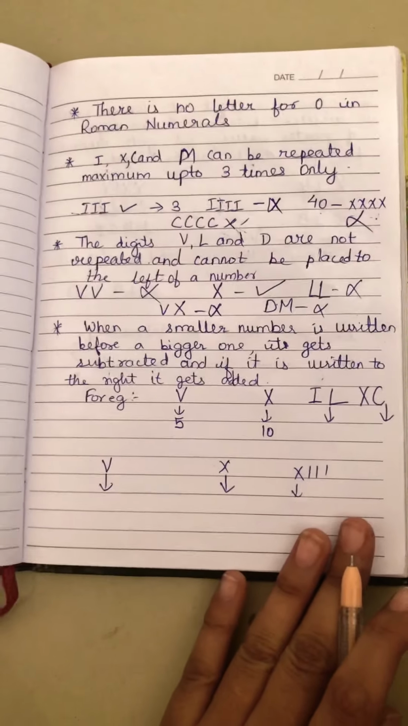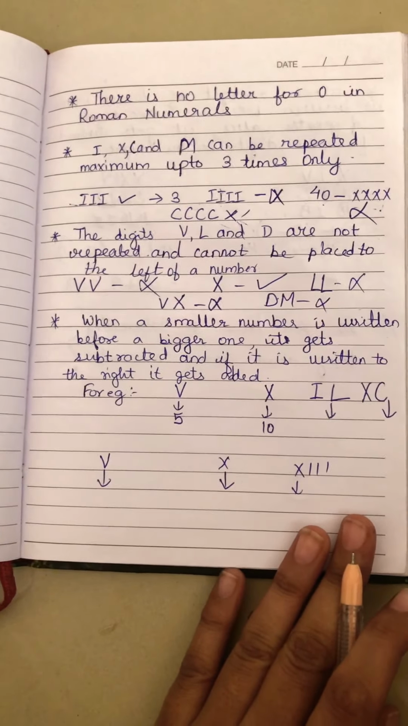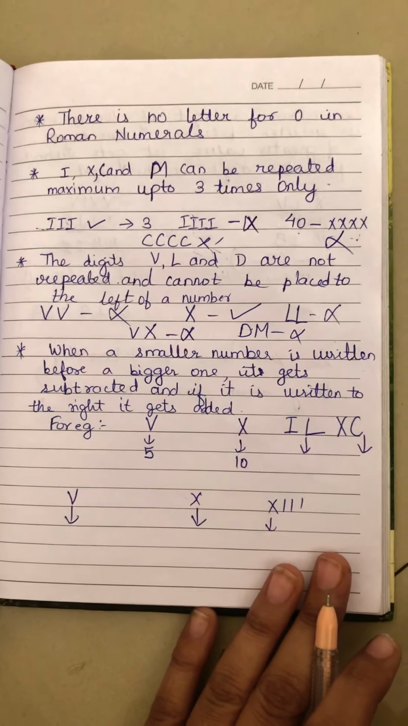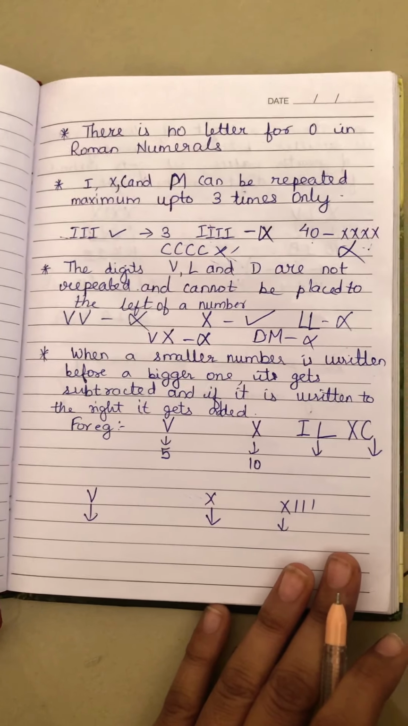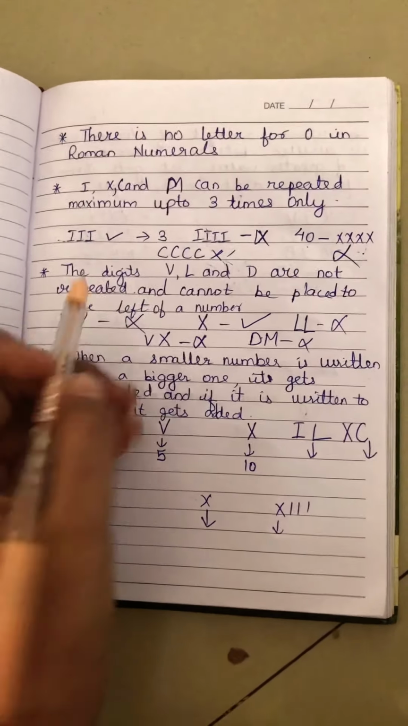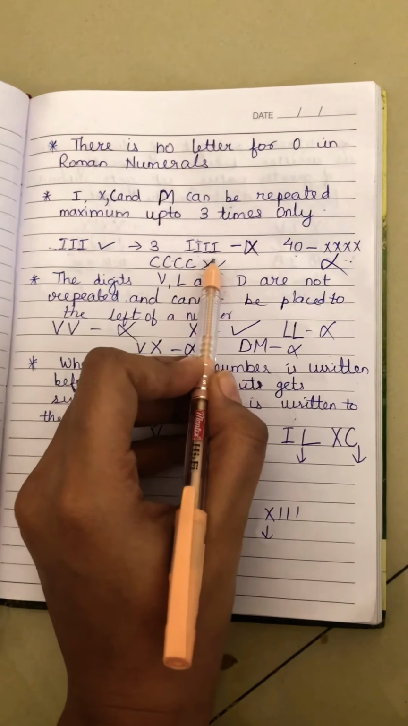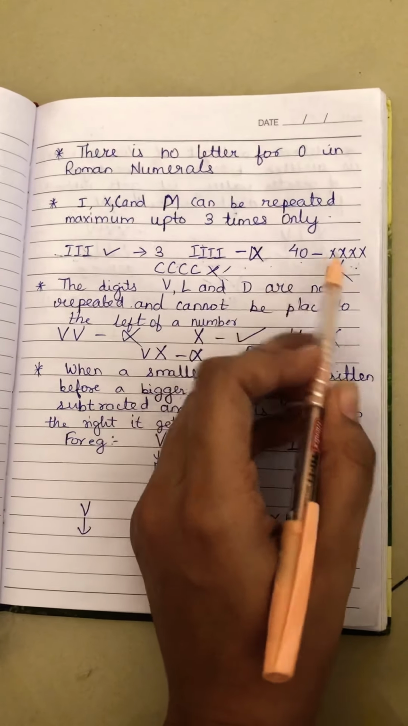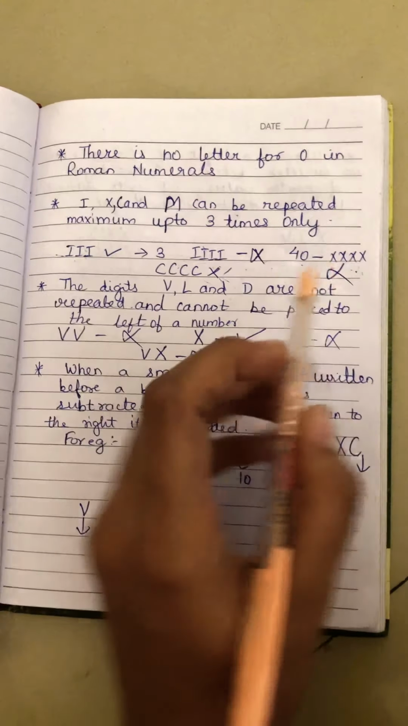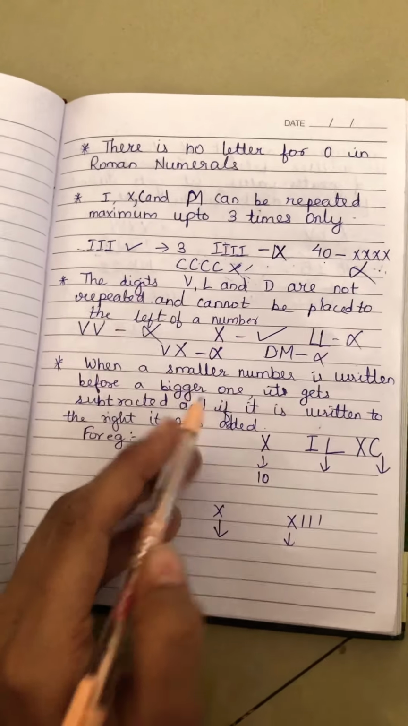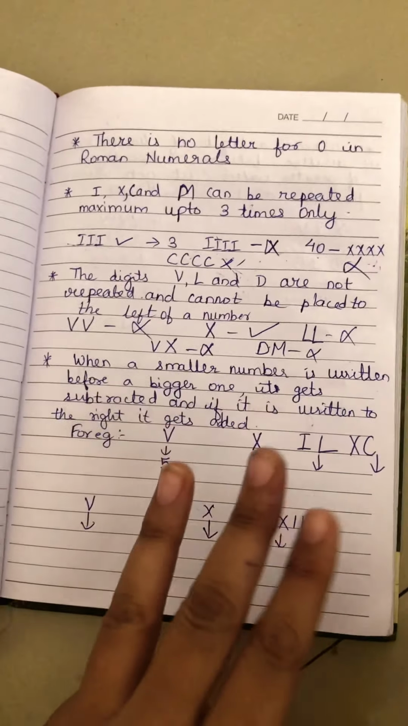Now there is no symbol for 0 in Roman numerals. If I want to write 0, I cannot write it in Roman numerals. Then I, X, C and M can be repeated a maximum of 3 times only. If I write I 3 times, it is okay. But the moment I write it a 4th time, it becomes wrong. To write 4, I cannot write I 4 times. To write 40, I cannot write X 4 times. To write 400, I cannot write C 4 times. You can repeat a maximum of 3 times only.